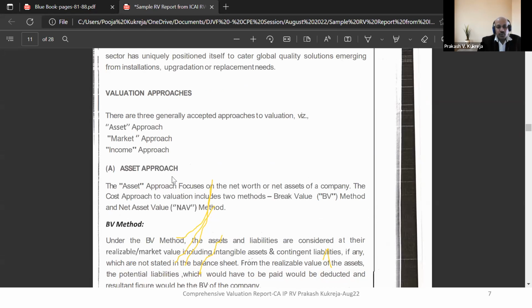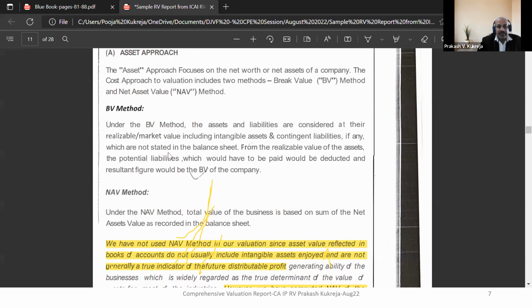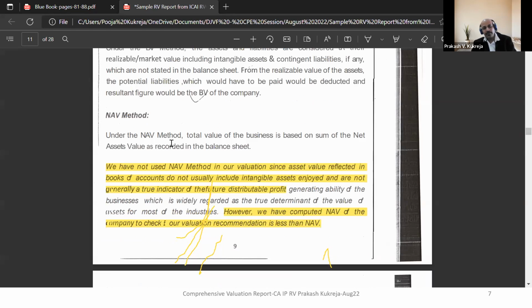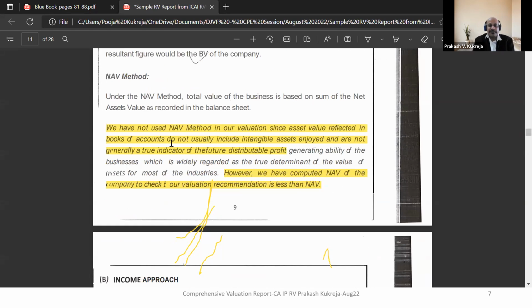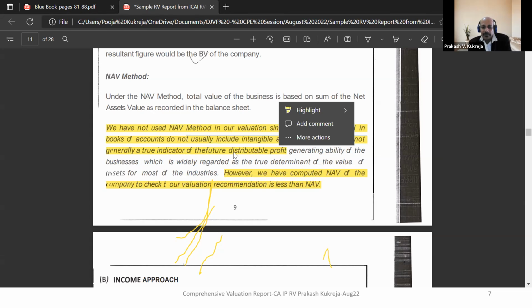Now, different approaches. The asset approach has your BV method and NAV method. I found it very interesting that in this case the RV has considered two approaches, income and market. But he has also used the cost approach, the NAV method, basically. The statement is very clear: we have not used the NAV method in our valuation since asset value reflected in the books of account does not usually include intangible assets and is not generally a true indicator of the future distributable profit.